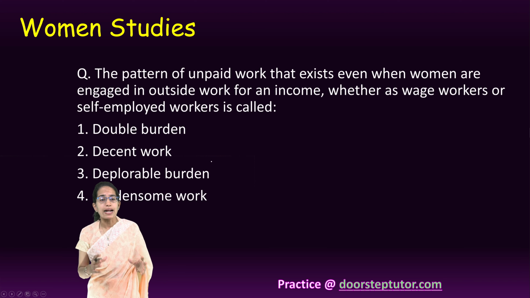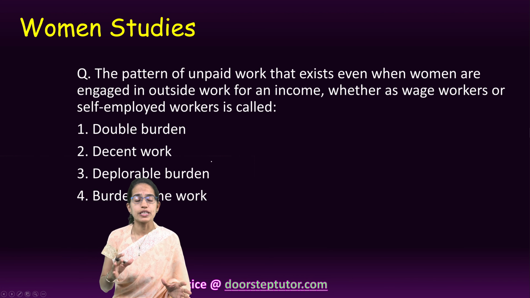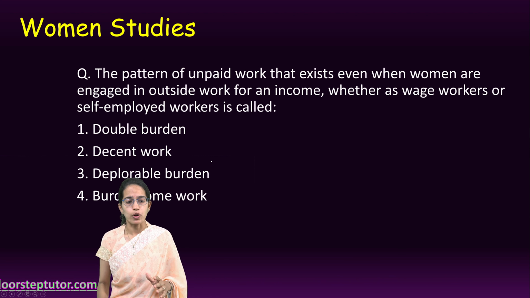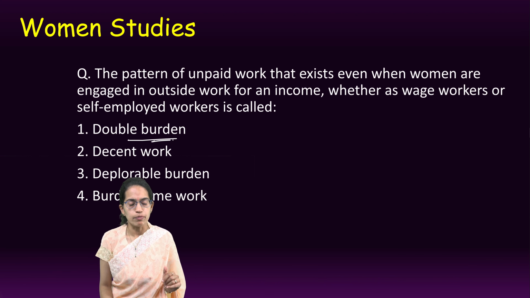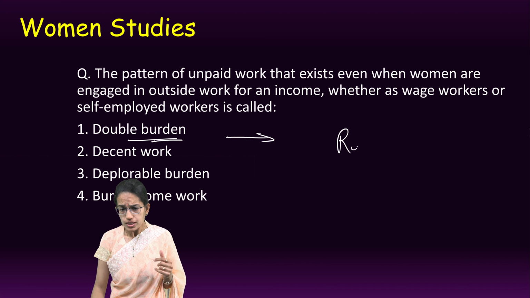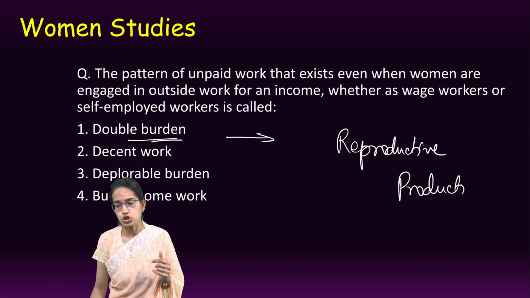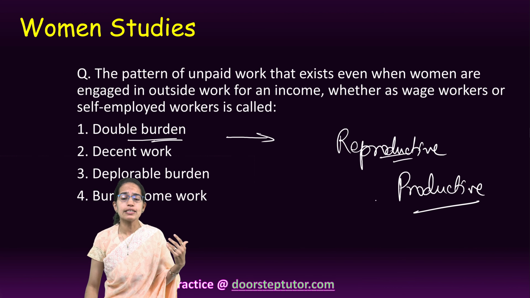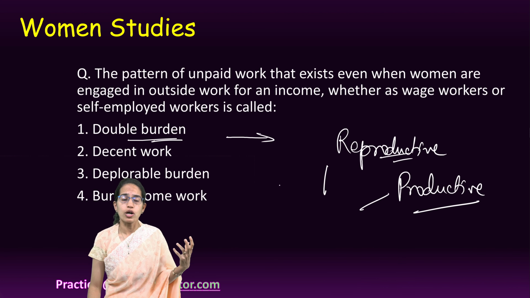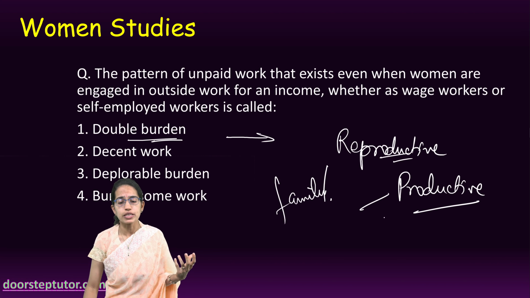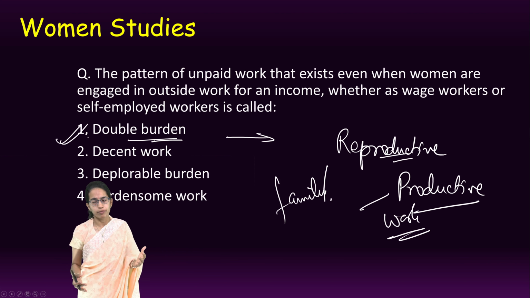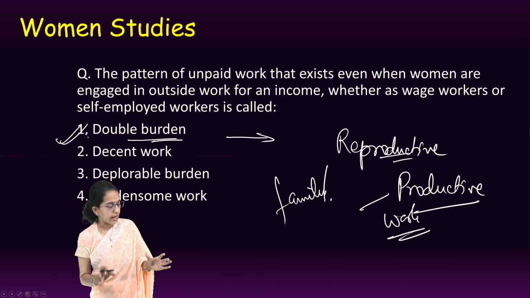The next is the pattern of unpaid work which exists when women are engaged in outside work for an income as wage workers and self-employed workers, known as the double burden. So it is basically a double load of reproductive as well as productive age. Talking about maintaining the work-life balance, focusing on the family life and balancing it with the work life, and this is called the concept of double burden. So double burden becomes the right answer for this question.